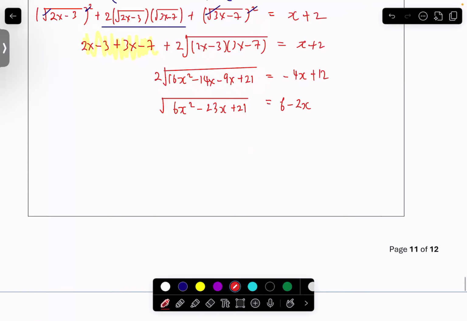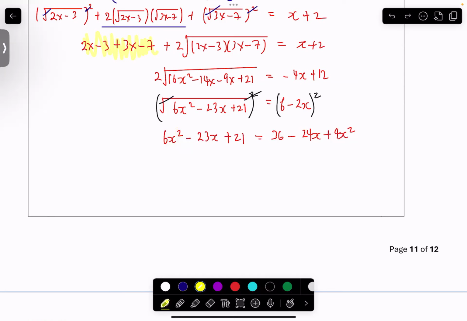Now, in order to remove the square root again, I'm going to square it once more. This time round, we can remove the square root entirely. So we'll get 6x squared minus 23x plus 21 equals 36 minus 24x plus 4x squared. Everything shifts to one side. So 6x squared, deal with the 4x squared. Shift the 4x squared over, so we'll get 2x squared.